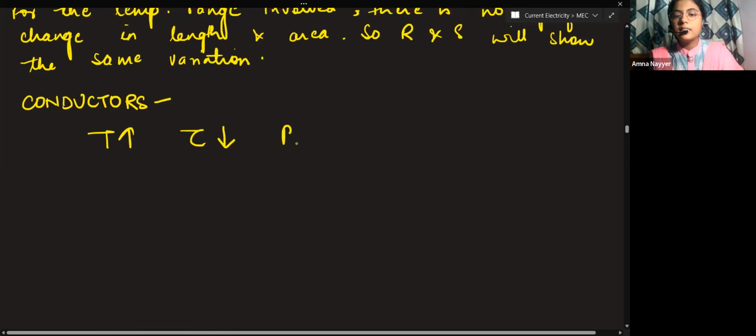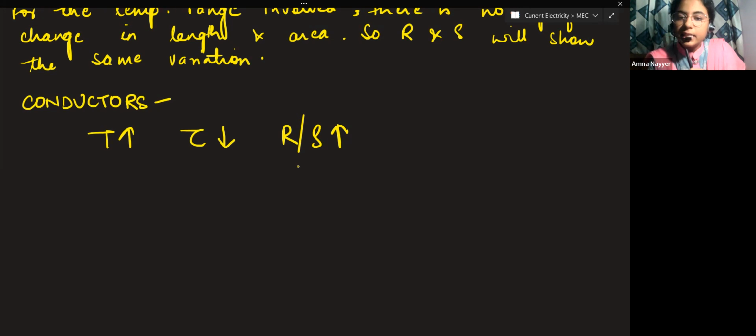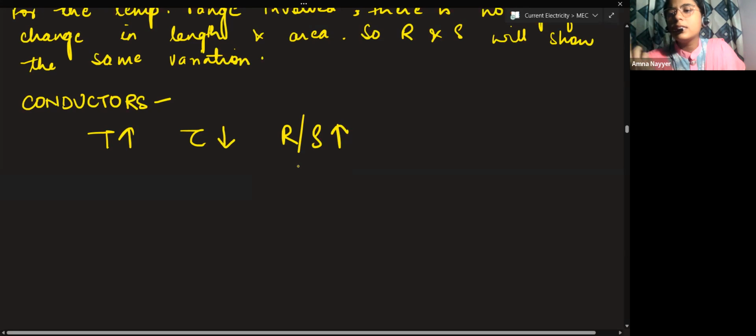So resistance or resistivity both will increase. As you increase the temperature, resistance and resistivity will increase. And if you decrease the temperature, resistance and resistivity will decrease. Reason: because it is inversely proportional to tau, and tau is inversely proportional to temperature.